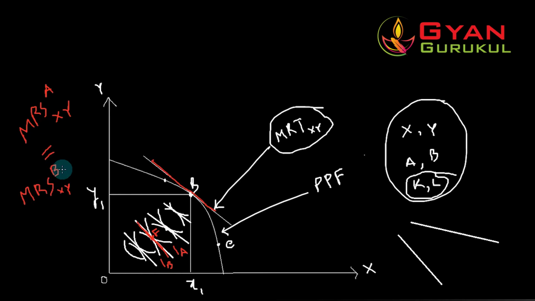Clear? Okay. So from here we know that because it is the point of tangency of both the indifference curves of consumer A and B, at this point F, MRS XY of A is equal to MRS XY of B. Clear? Okay, that one point is clear now, right? Now let's move to the second point. What is the second point?